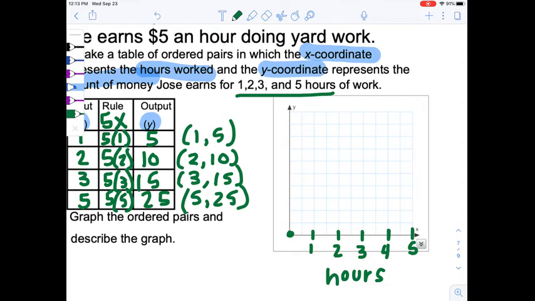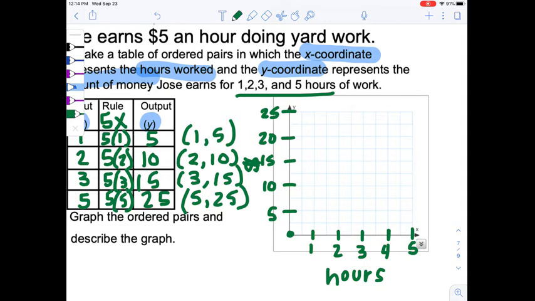And then we have 5, 10, 15, 25 as our y values. So I'm going to do every other one as 5. 5, 10, 15, 20, 25. And then I'm labeling my y-axis as money.